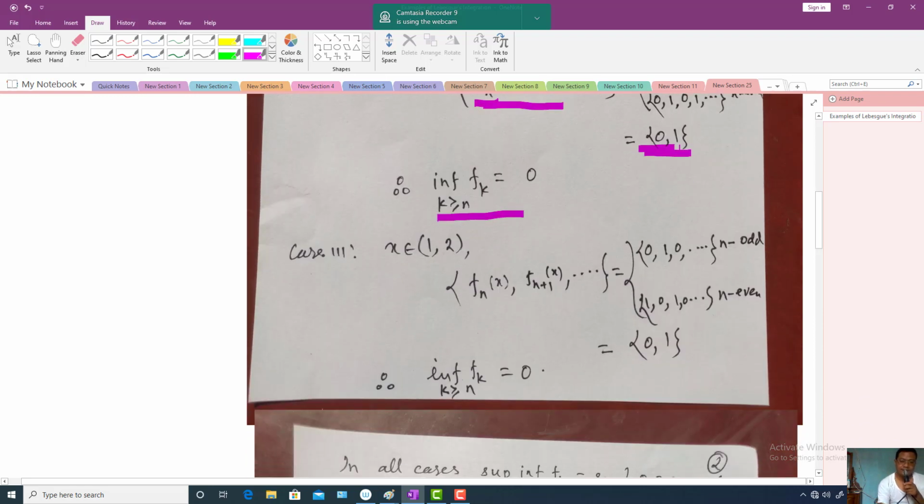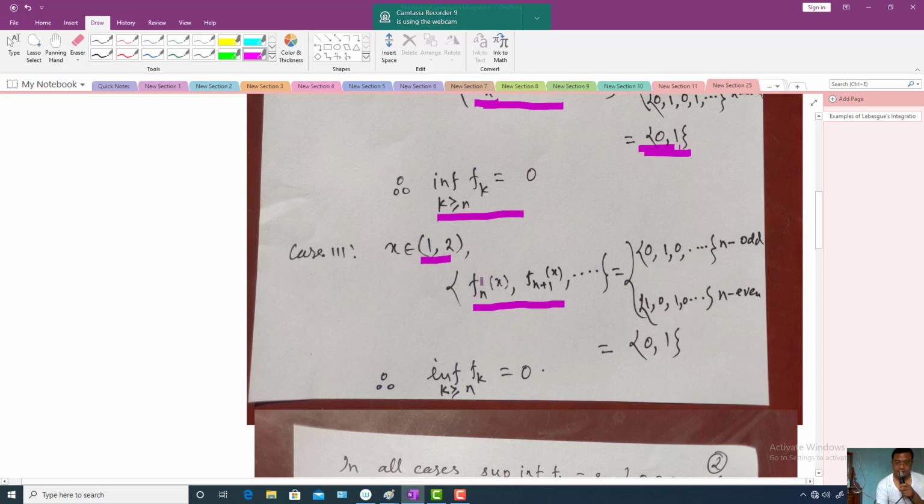So case number 3, let us see when x is a member of the interval (1,2). What happened? See, f_n(x), f_{n+1}(x), this sequence of functions starting from n is equal to, when n is odd, since x is a member of (1,2), this function is equal to the characteristic function of (0,1).